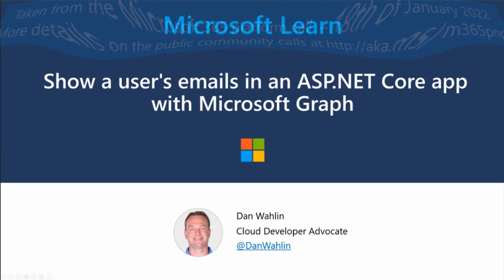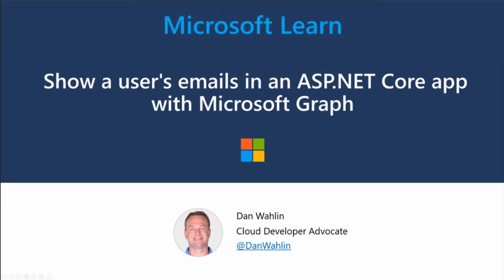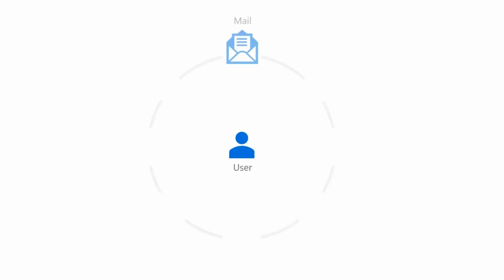I only have a few slides to go over. Really, the goal of this is to introduce you to a feature that's part of Microsoft Graph, and it allows you to pull in email into your custom apps, and you could even do a lot more than that. As Vesa mentioned, my name is Dan Wahlin. I'm a cloud developer advocate at Microsoft. So let's jump on in.